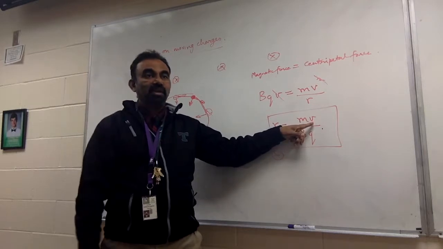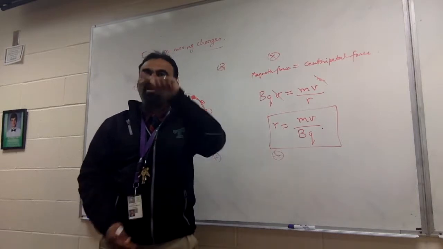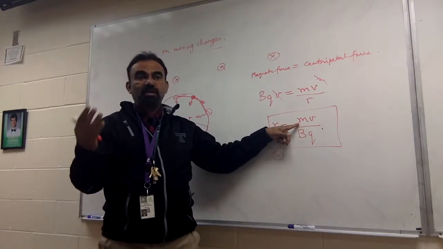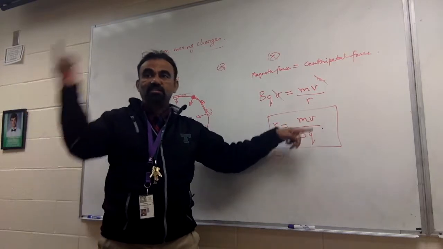Compared to shooting an ion, an electron can be shot much faster because it's lighter. So the radius is proportional to the mass. The bigger the mass, the bigger the turn. Radius is proportional to the speed. If it is going faster, it's going to take a wider turn.